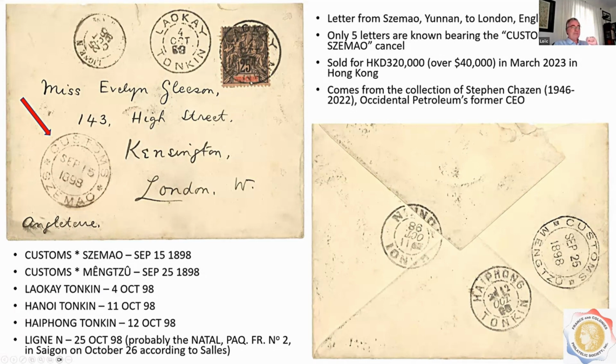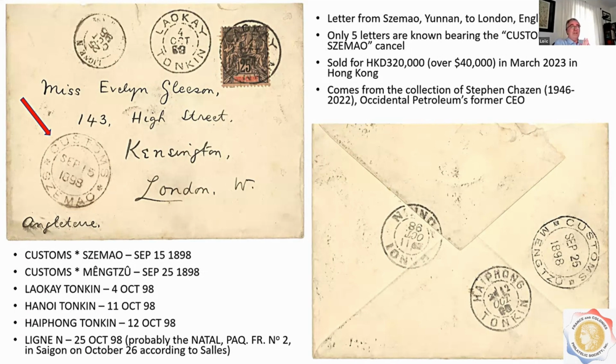Beautiful cover, and it went for what I find is an amazing price for a French colony cover, because it sold for over $40,000, and when you add the 20% auctioneer fee, that means almost 50,000 just last month. That letter came from the collection of Steve Chazen, the Oxy CEO, who had, I understand, an amazing collection of Indochina.